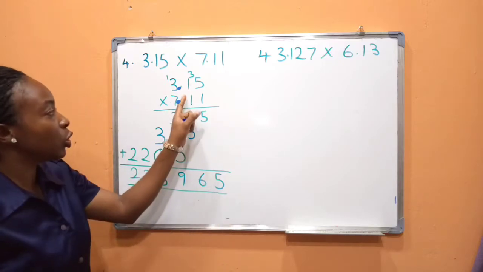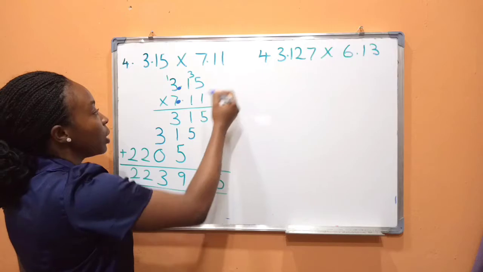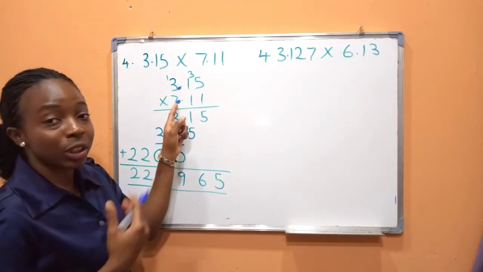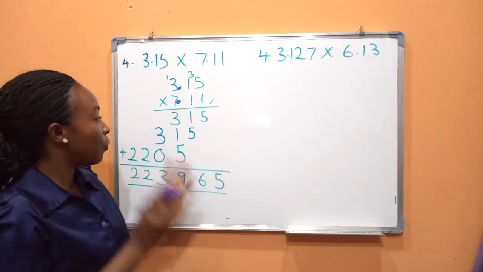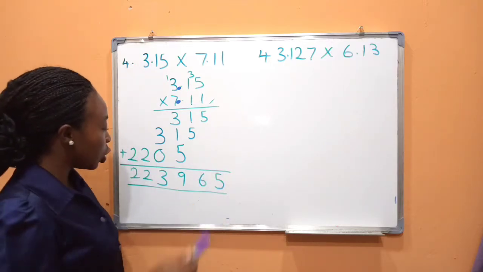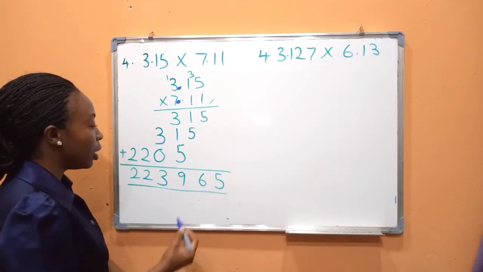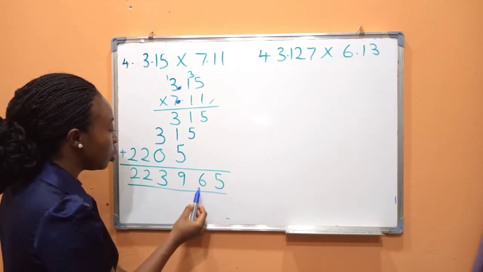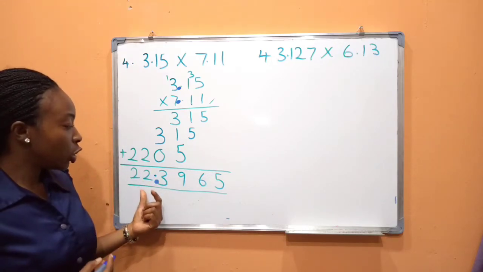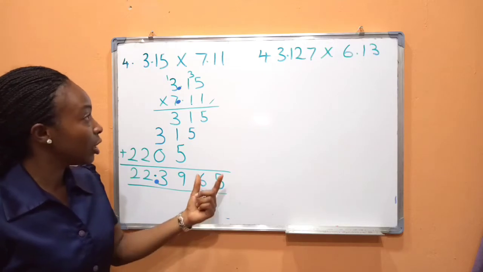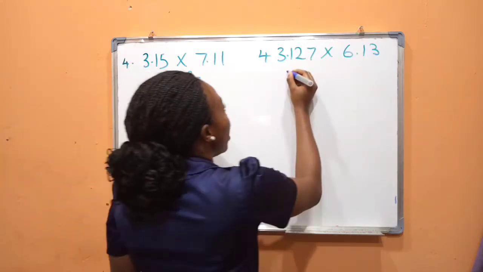Now, how many numbers do we have after the decimal point for 3.15? We have 2 numbers after the decimal point, and then for 7.11, we have 2 numbers, making it a total of 4 numbers after the decimal point. So we are going to be moving 4 places from the right to the left. So we are going to have 1, 2, 3, 4. So our point is going to be here, giving us 22.3965. Okay, how about this? How do we go about solving it?